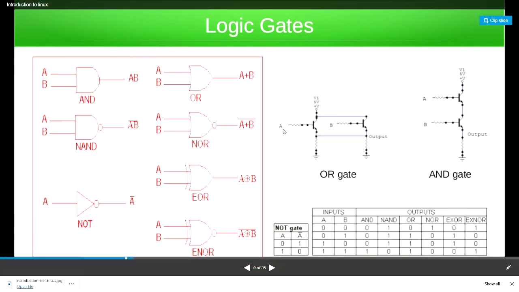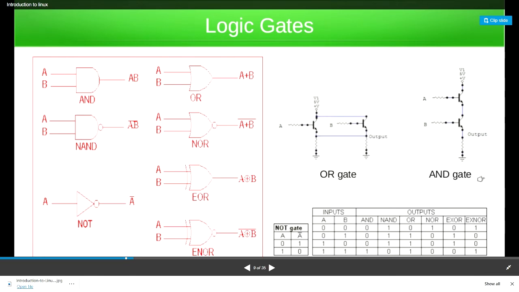Now we'll go with the schematic diagram of the OR gate. I have here the value of A, the input, and we have a resistor here. Then we have voltage 5 volts, V1. And also you have the value of B here, the input, then directed to the ground. Then these two are connected, and you have the value, which is the output. This is the schematic diagram of the OR gate.